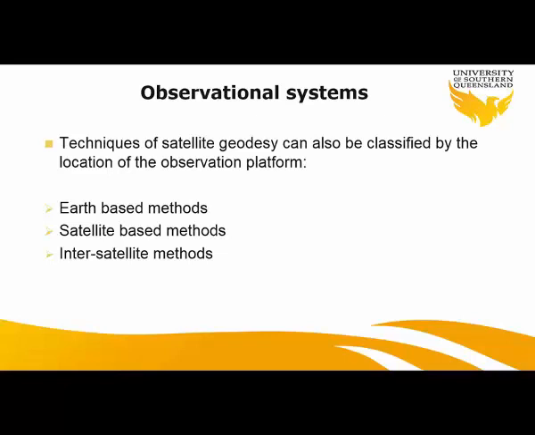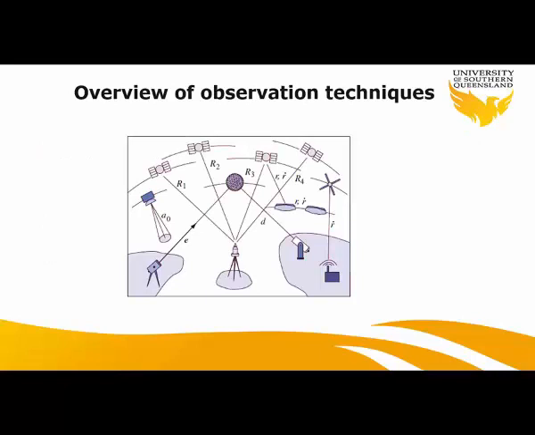When we are talking about a satellite-based method, basically the satellite is observing the Earth. An example is altimeters, where the satellite is measuring the sea surface height or something along those lines. We also have the inter-satellite method, where one satellite is tracking another satellite. We have examples of each of them in GNSS as well, if you remember from the introduction to GPS. But let's talk more about satellite geodesy itself.